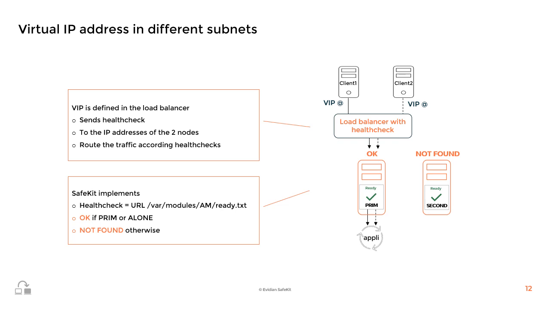SafeKit offers such a health check per module by answering to a URL with a ready.txt file. If the module is prim or alone, the URL returns OK. If not, the URL returns not found. Thus, the load balancer routes the traffic to the primary server, where the application is running in the mirror module. In the text box of the slide, you have to replace AM in the URL by the name of the module. Note that the application must support this configuration with clients connected on the VIP of the load balancer, and with the application receiving connections from the load balancer on the physical IP address of the primary server.